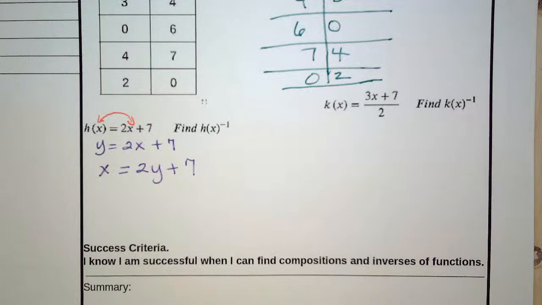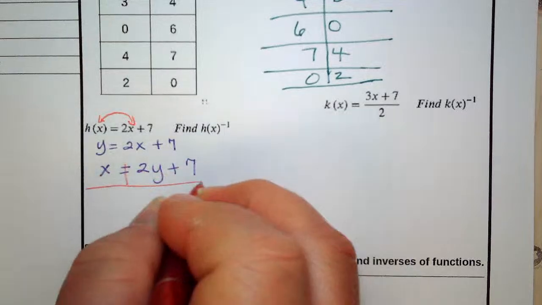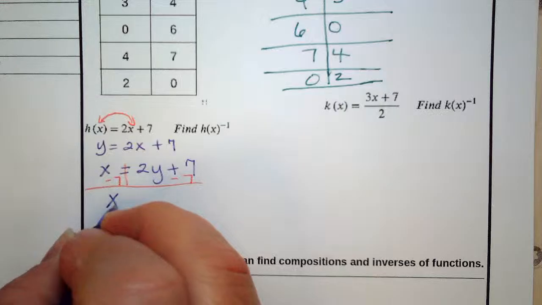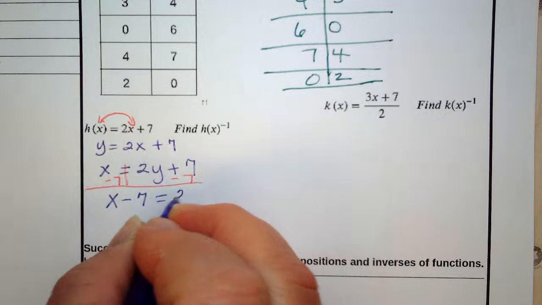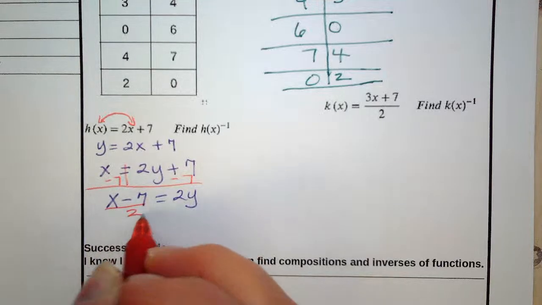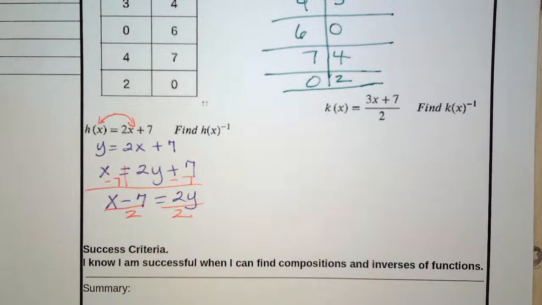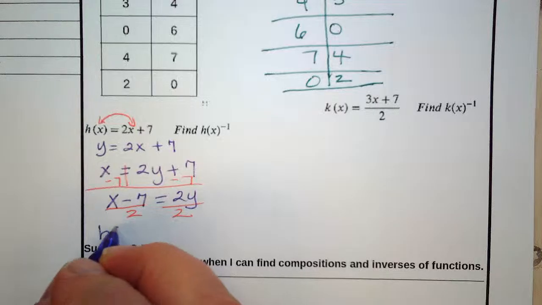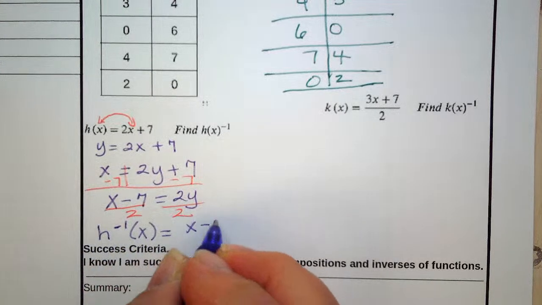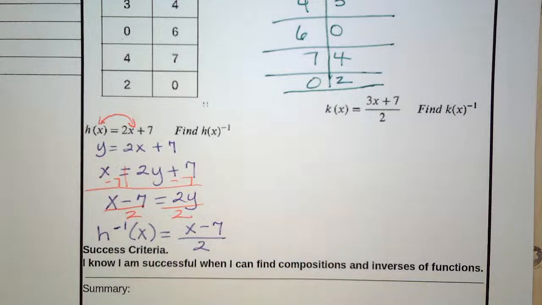Now it becomes a two-step equation. I'm going to subtract 7 from both sides. x minus 7 is equal to 2y. Now I am going to divide by 2, and my h inverse is x minus 7 divided by 2. You switch your x and your y around and solve for y a second time.